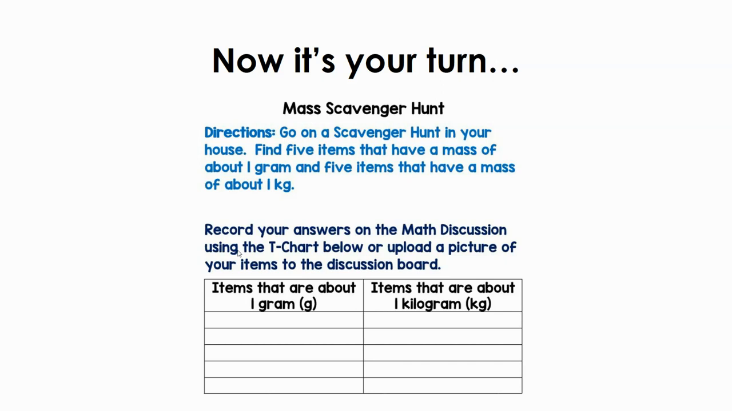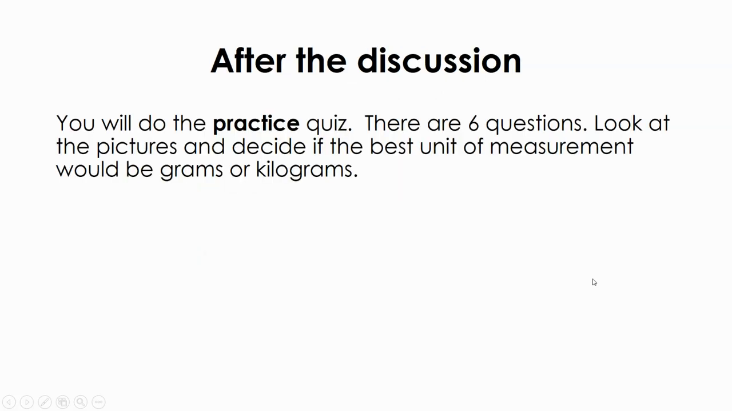Okay? And you're going to record your answers on the math discussion. You can either make a T-chart just like I did. You can even upload a picture of your items to the discussion board, but you're going to have to come up with 5 and 5. And these can be items in your kitchen, in your bedroom, wherever you can. You might need some help from mom or dad, and that's okay. All right? So when you're done, you're going to post that math discussion so you can share with your classmates what you found.